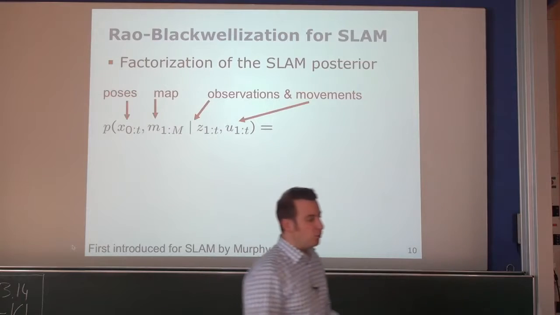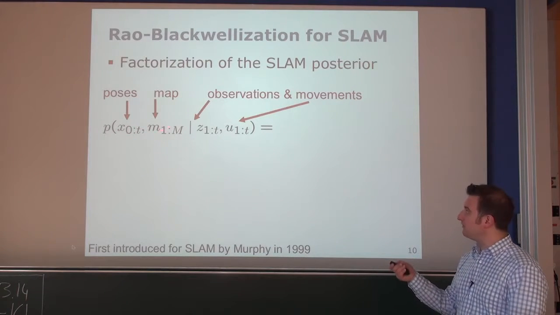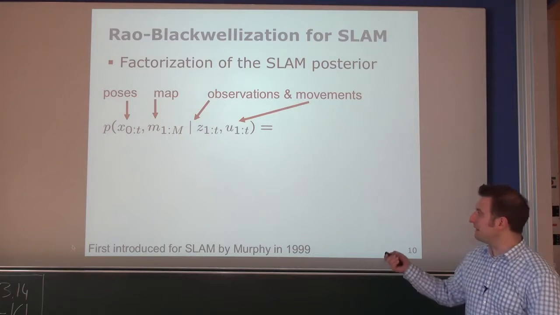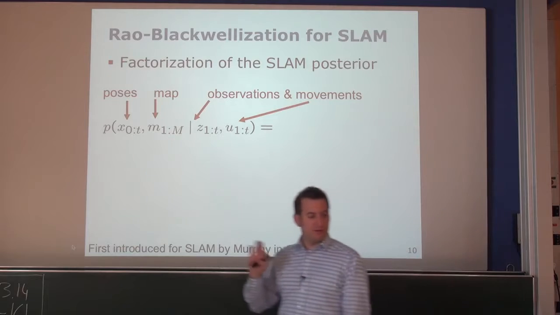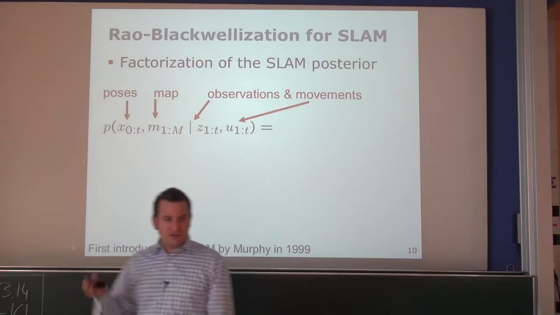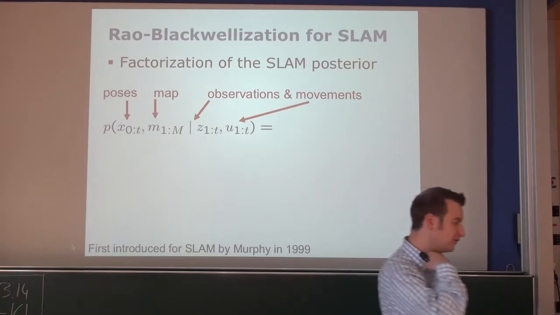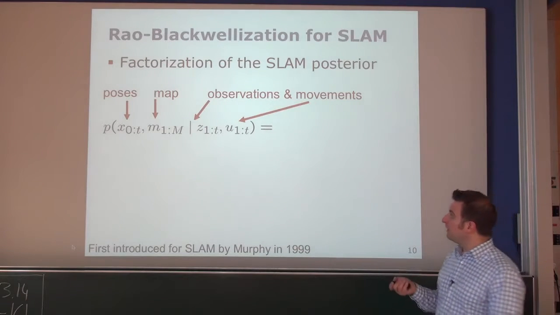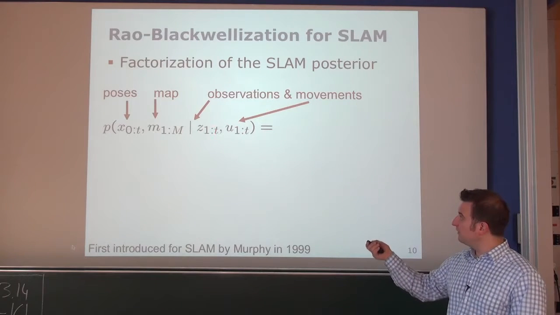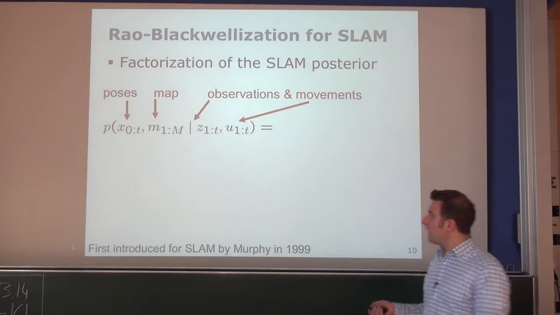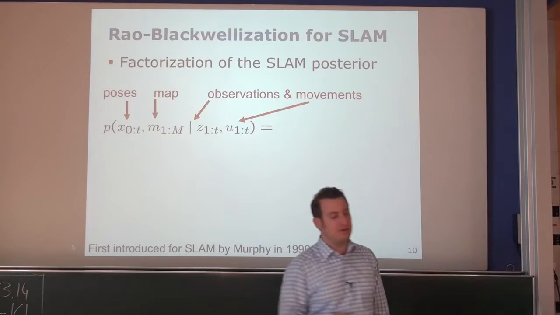So it starts out with the probability distribution over the poses and the map. So these are now M landmarks, capital M landmarks, given my observations and given my movements. It's kind of the standard thing. What it now does is it factorizes this belief into two terms, namely P of x given the observations and the controls, times P of m given x, the observations and the controls.